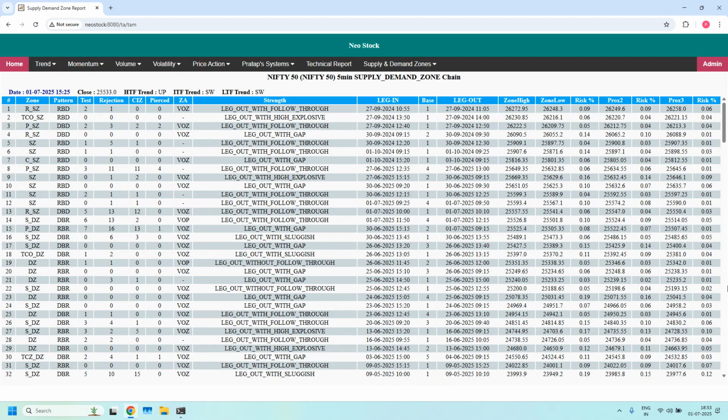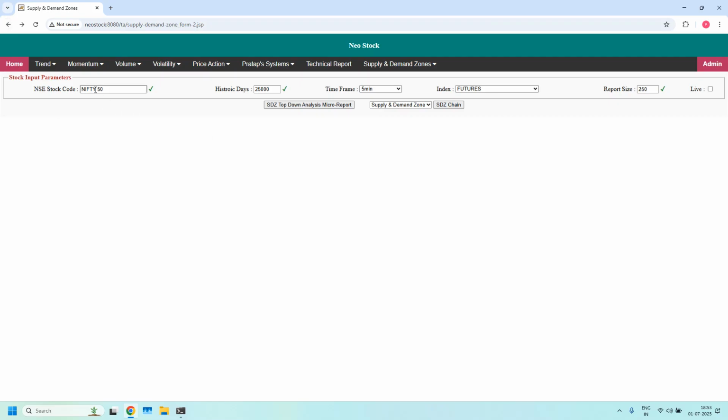So this is a NIFTY supply demand zone chain. Next, I will generate a BANKNIFTY supply demand zone chain. I'm going back, changing the name to NIFTY Bank. That is nothing but BANKNIFTY. So generating monthly supply demand zone chain for BANKNIFTY.